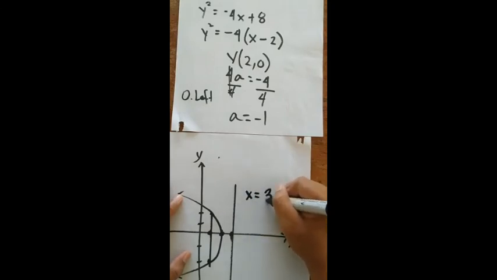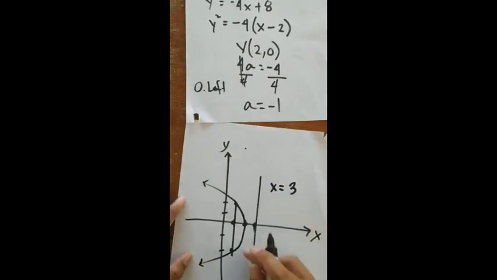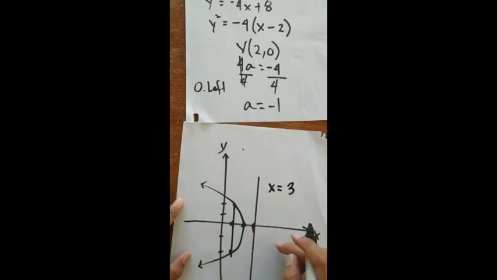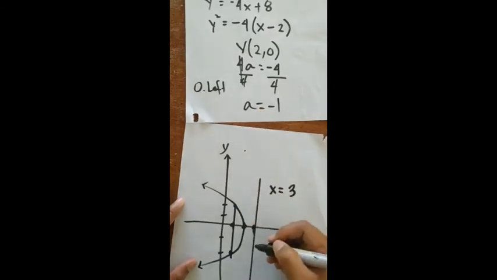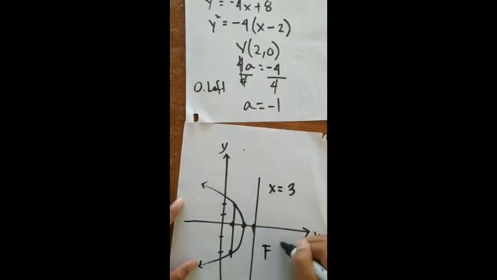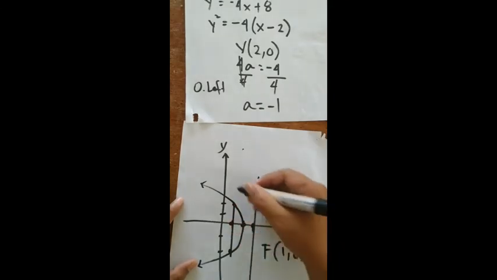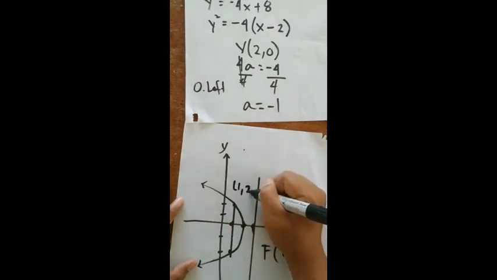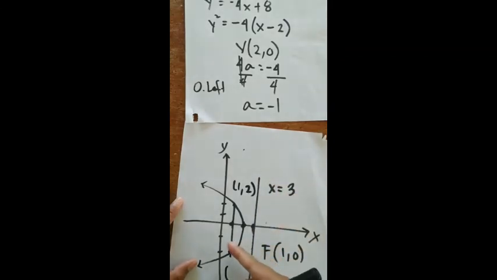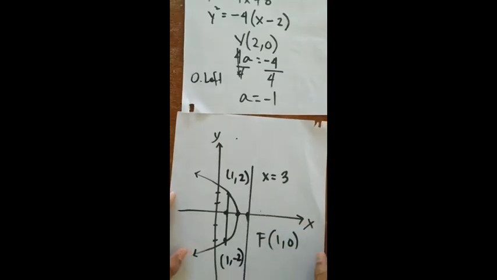Our directrix is given by 1, 2, 3: x = 3. For the endpoints, the vertex is already given, and our focus is (1, 0). Our latus rectum has one endpoint at (1, 2) and the other one at (1, −2). So that's it.